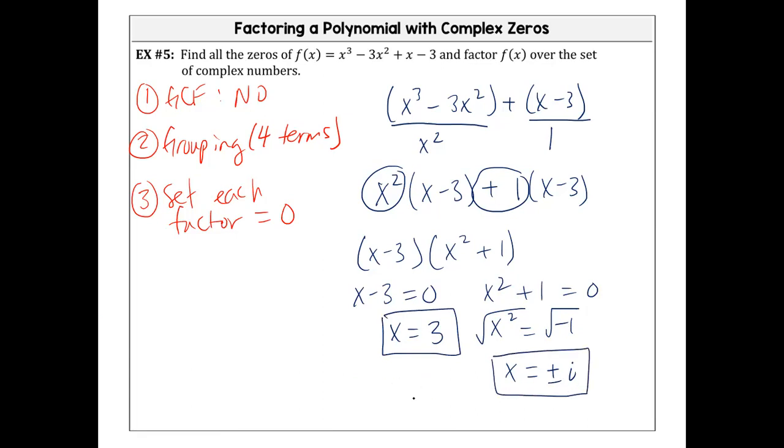On the test, they may have you write your zeros as a set. If you write your zeros as a set, that's a horrible brace, but that's my brace.